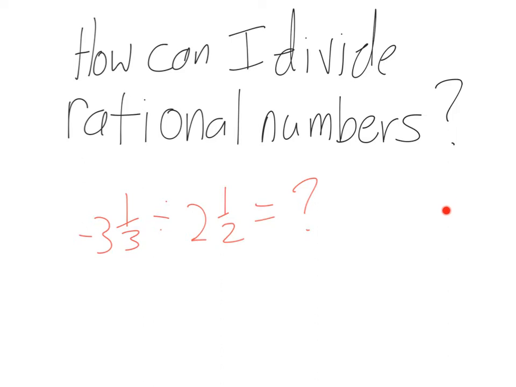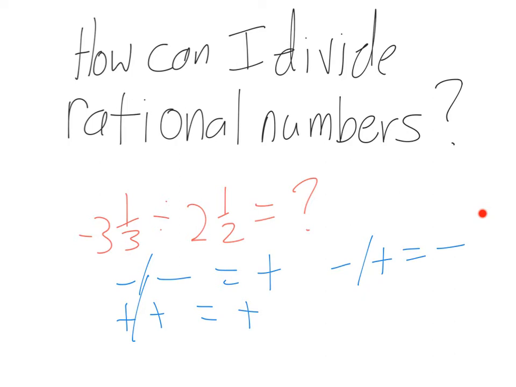When you have two negatives, you equal a positive. When you have two positives, you'll equal a positive. And when you have one negative and one positive, you equal a negative. So I look here at the signs. I have a negative and a positive. So my answer is going to be negative. And then it's just regular division.